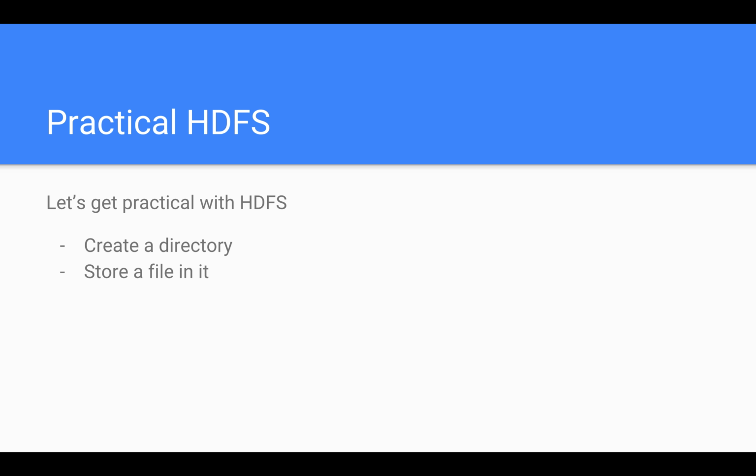All right, so now that we have a basic understanding of HDFS, let's go ahead and do a little bit of practical HDFS. What I mean by that is, let's learn how to create a directory in HDFS. Then let's learn how to store a file inside that directory. Then let's list the directory to see all the files in it. Then let's retrieve a file that we put. And last, let's delete the file so that we have a clean slate, and let's move on.